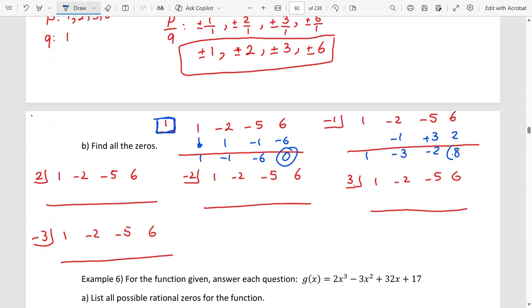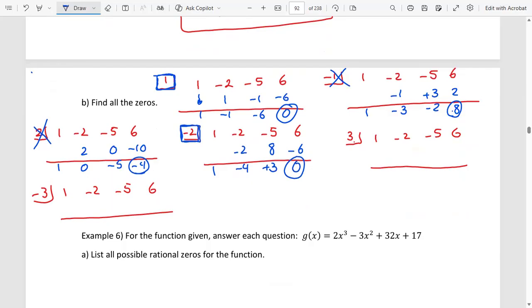Okay, the remainder is not a zero. Remainder is not a zero. Okay, got a zero. That's my second zero, second rational zero. Oh, next one. That's my next one.